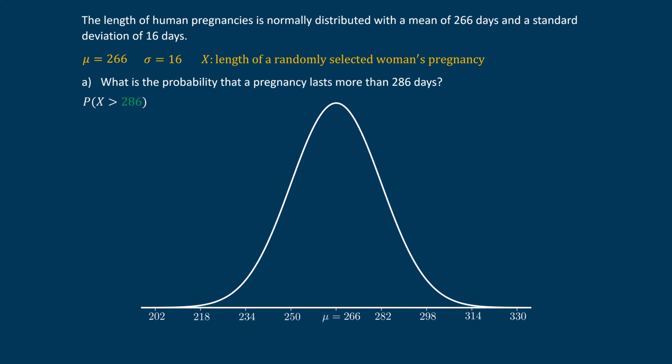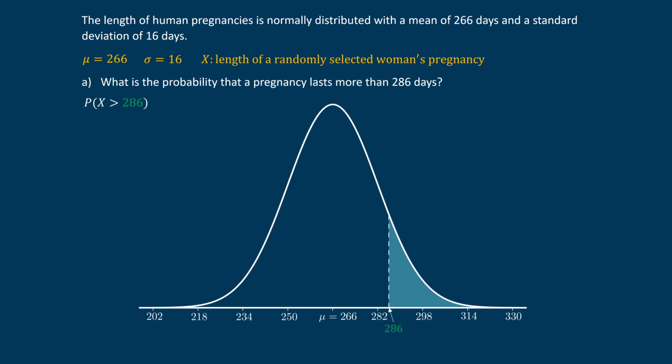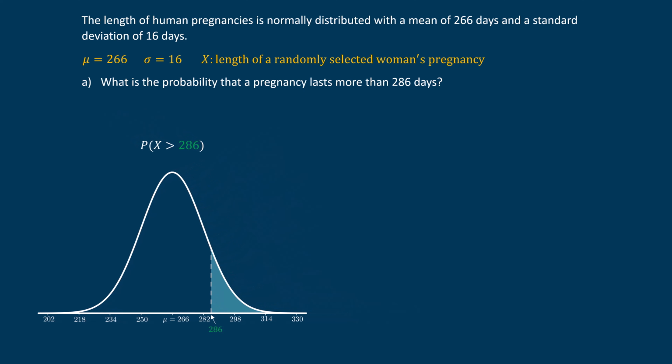Here we're interested in finding the probability that x is greater than 286, so we'll label and draw a boundary at 286 and shade the area to the right of that number. The next step is to standardize 286, or in other words, we're going to convert 286 to a z-score. We do this by using the conversion z equals x minus mu divided by sigma. So here we're going to plug in 286 for x, 266 for mu, and 16 for sigma. Performing this calculation, we get a z-score of 1.25.